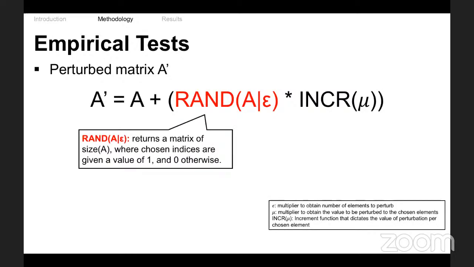So in the next slide, I will also be describing what A prime is. A prime is basically, as I said earlier, just A, the actual matrix, perturbed by a certain distance E, which can be computed. E would basically be randomizing, getting random values of the matrix A and then choosing which values to be perturbed using epsilon, and then multiplying all of them with the increment value subject to mu. The rand function is basically just choosing which values of A will be perturbed.